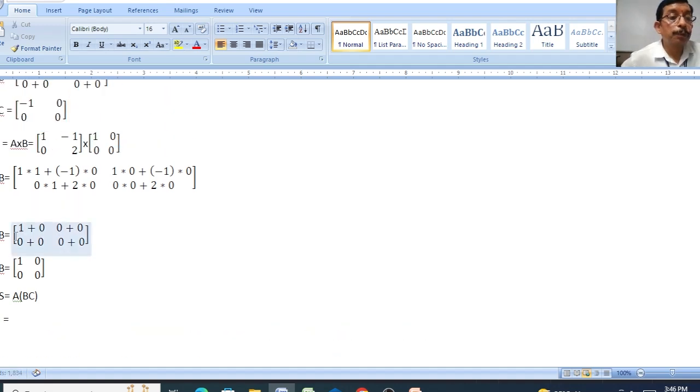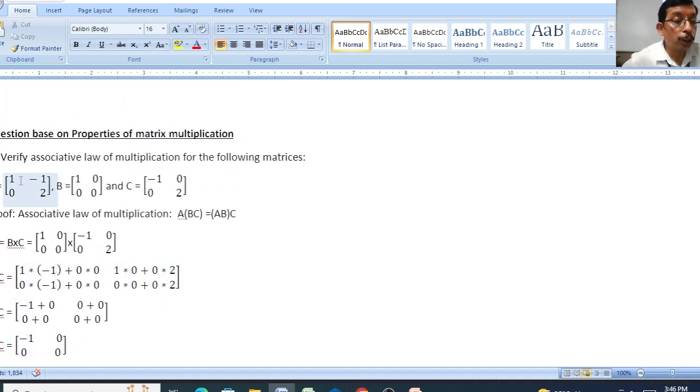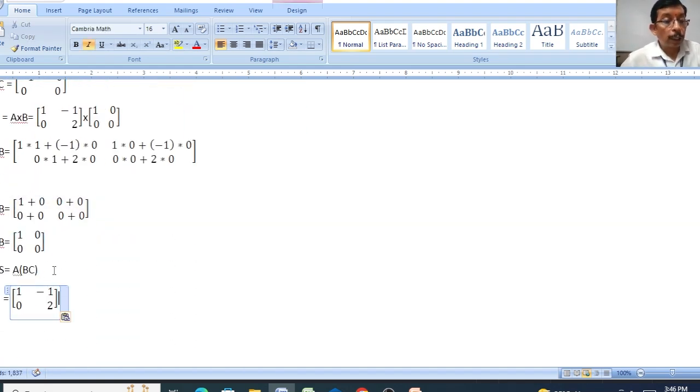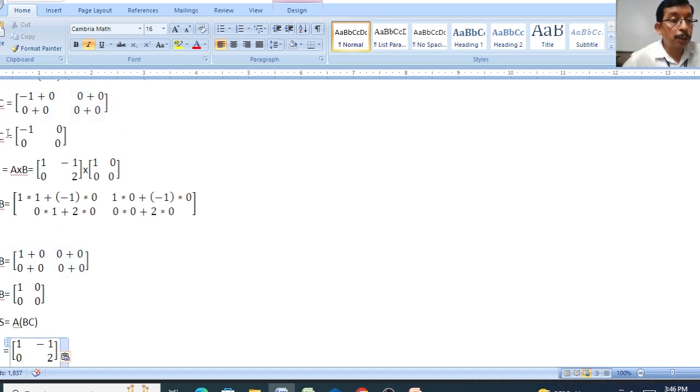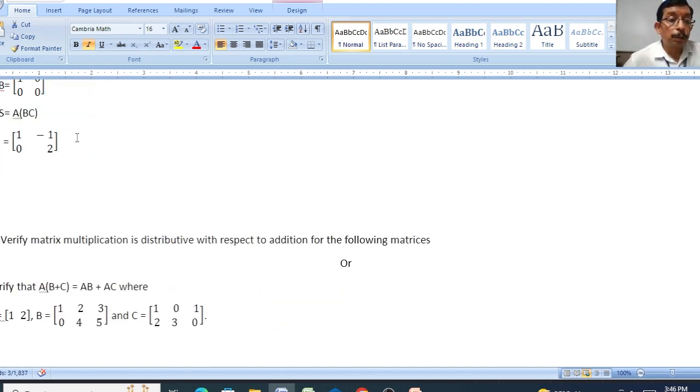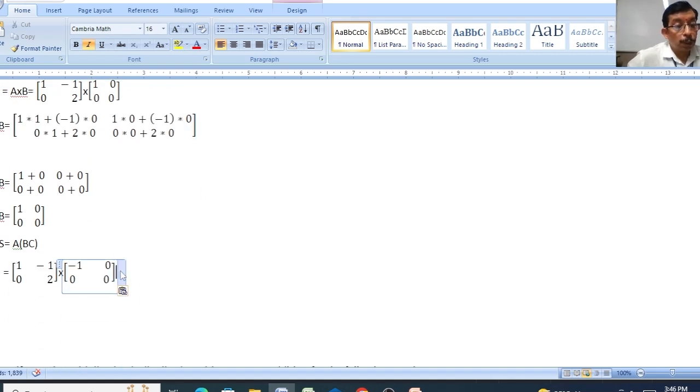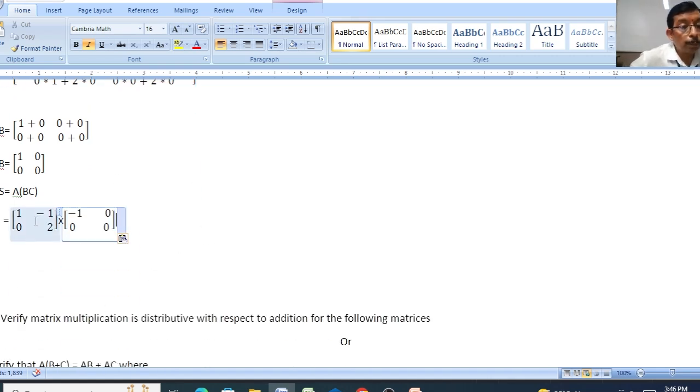Note down the matrix A and B cross C value. Matrix A value is here. Note down. And B and C value is this. Note down. It is clear, B and C value. Now we multiply A multiply B cross C and find the final result.